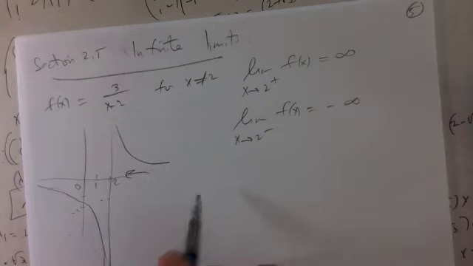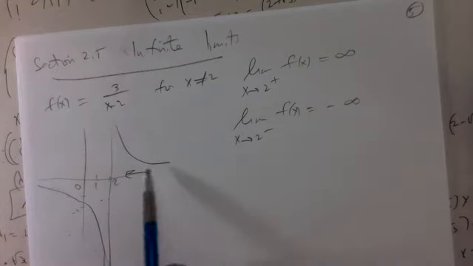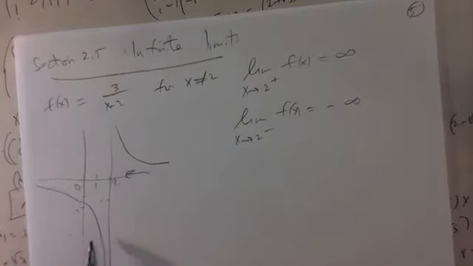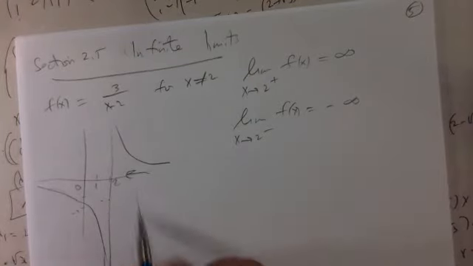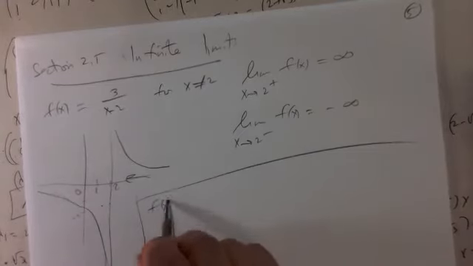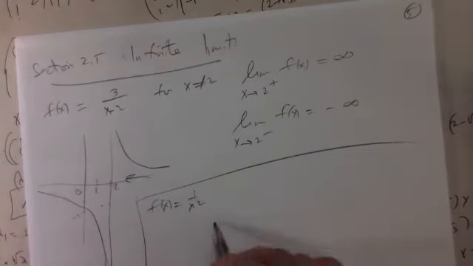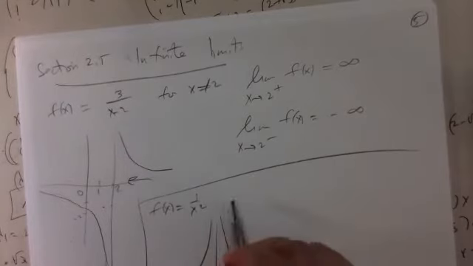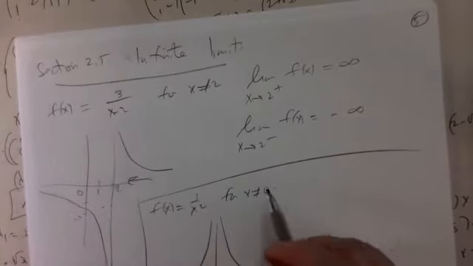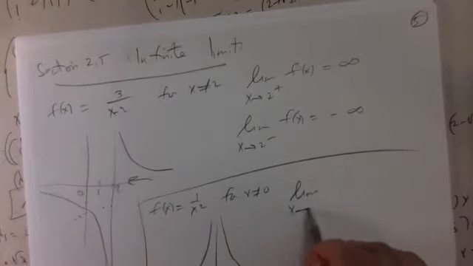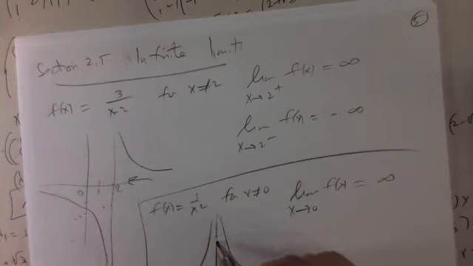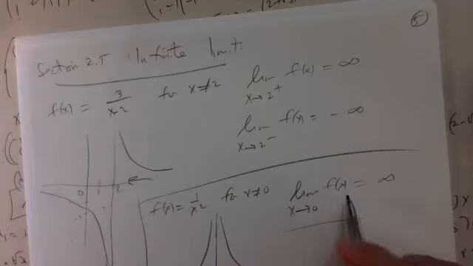Let's look at another example, maybe an easier one. So here, as you approach 2 from the right, the limit is plus infinity. As you approach 2 from the left, the limit is minus infinity. Let's look at a second example. Suppose you have f of x equals 1 over x squared. The graph of that, symmetric around the y-axis. This is defined for x different from 0. And for this function, as x approaches 0 from the right or the left, f of x is shooting up to infinity. So these are examples of infinite limits.